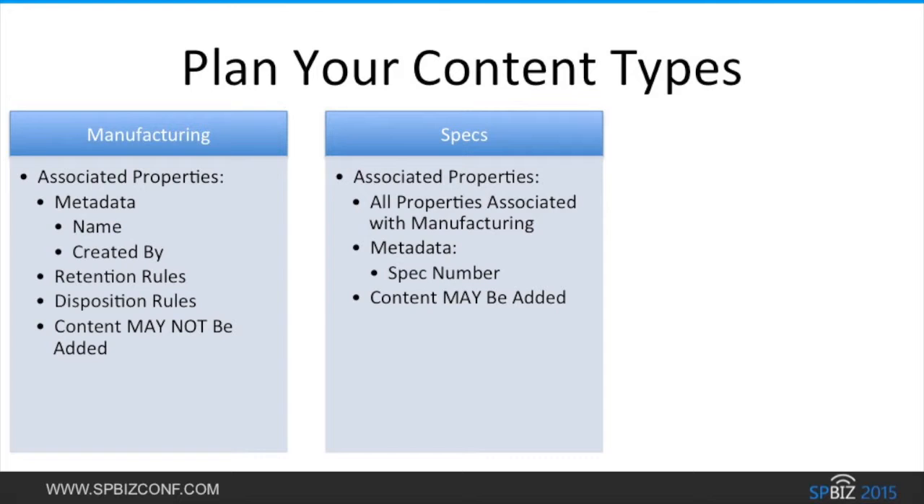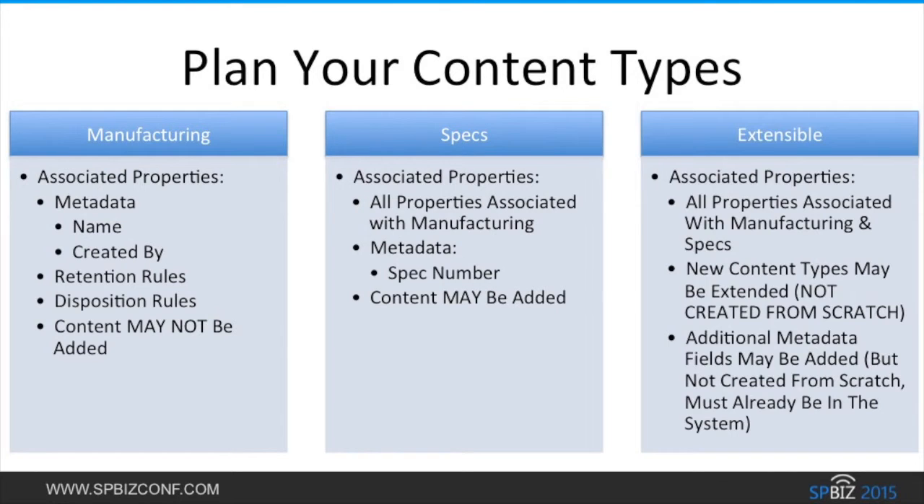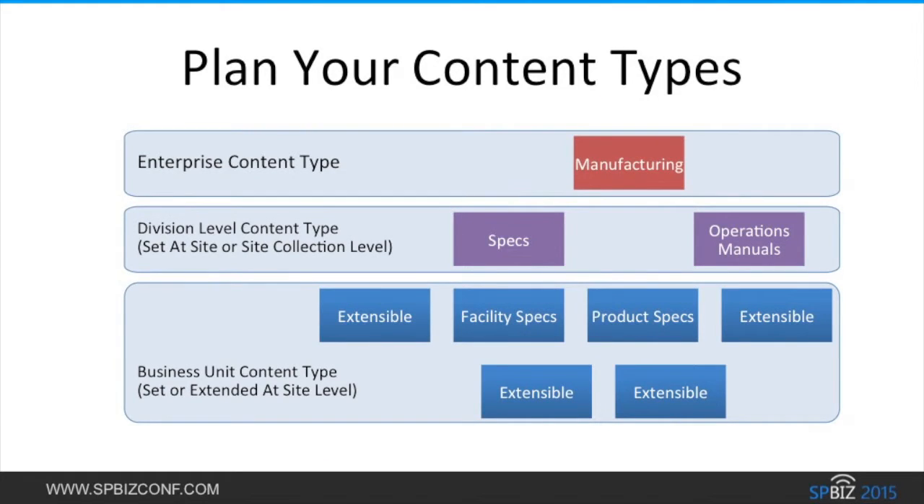In our example, we've also prepared for content type extension of the content type specs. Any new content types that extend specs would receive all the properties associated with the content types of manufacturing and specs due to the hierarchical nature of content types. Any extended content types could also add additional metadata fields if they already existed in the system, but we cannot create new metadata fields for the purpose of adding them to an extended content type without going through the enterprise for approval first.